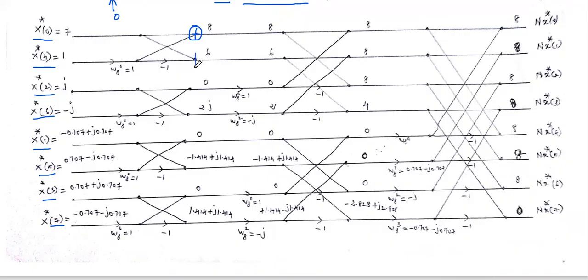Okay. Similarly, we have to calculate the answer here. So here you see 7 is coming, and another data 1 multiplied with minus 1. So 7 minus 1, 6. Okay. Similarly, you just find the answer here, j. Then here the minus j is coming. So j minus j is 0. Similarly, the answer here is j. Then this minus j multiplied with a minus 1. So minus j multiplied with a minus 1 is plus j. So j plus j is 2j.